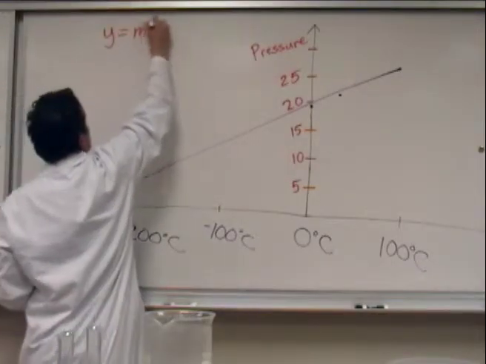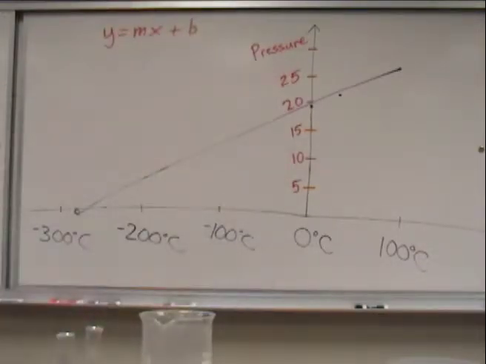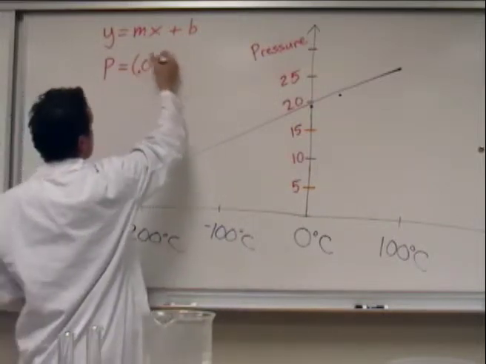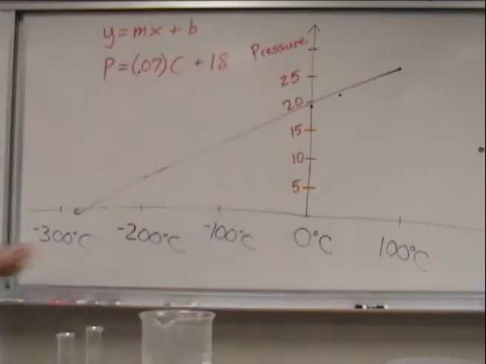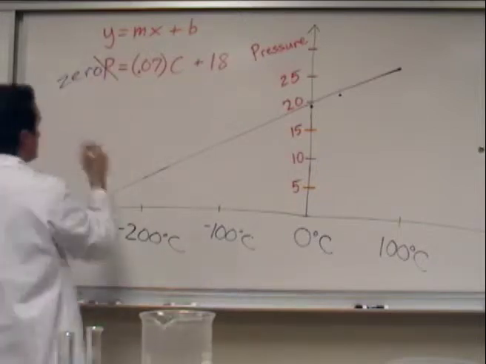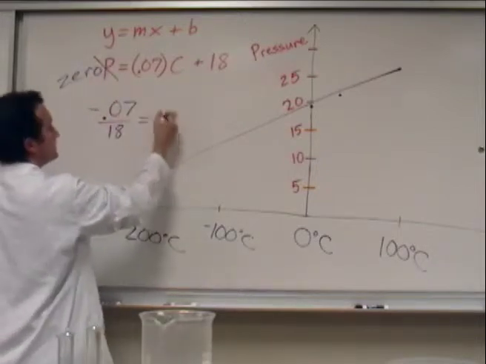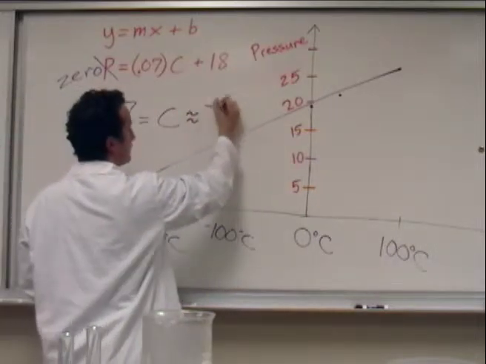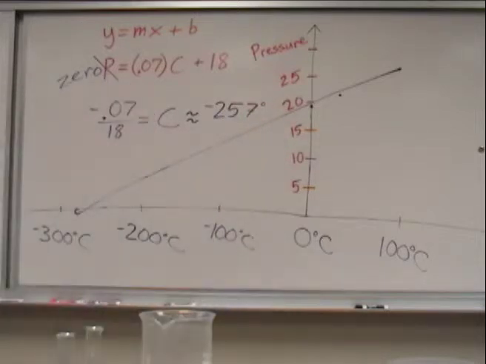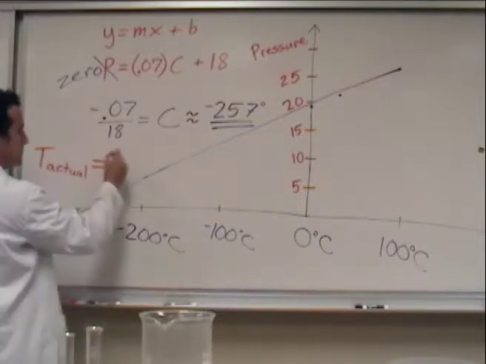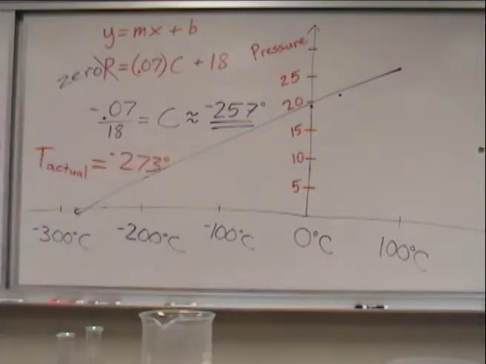Using y equals mx plus b, we put pressure on the y-axis and Celsius on the x-axis. P equals 0.07, our slope, times Celsius plus 18. We now set the pressure to 0 to find the coldest temperature possible. Rearranging, we get -18 divided by 0.07 equals C, our coldest temperature. In our crude experiment, it turns out to be -257 degrees Celsius. That's not too far from the actual measured temperature of absolute zero, which is now known to be -273 degrees Celsius.